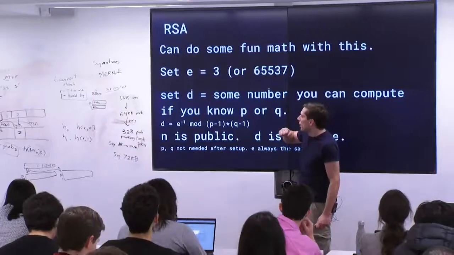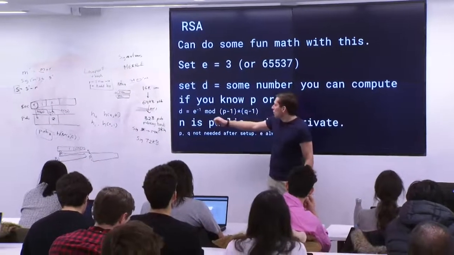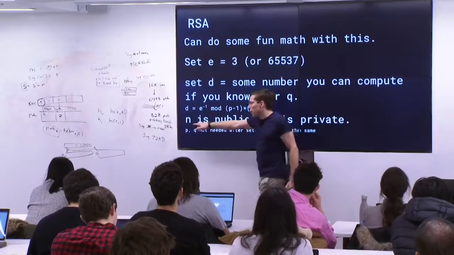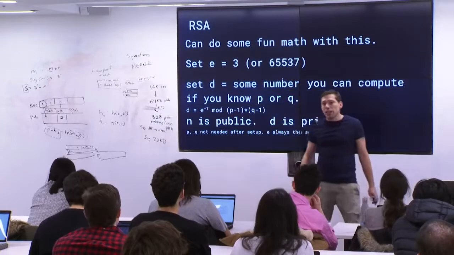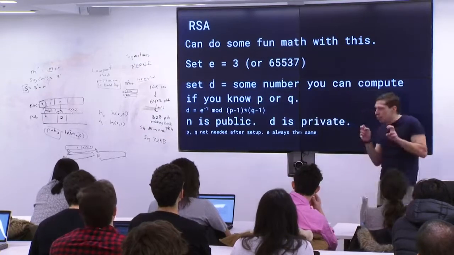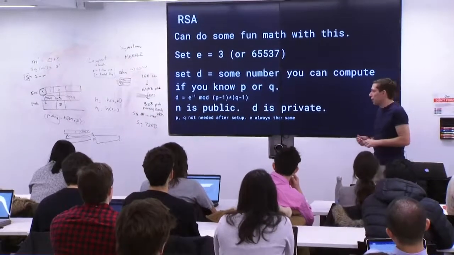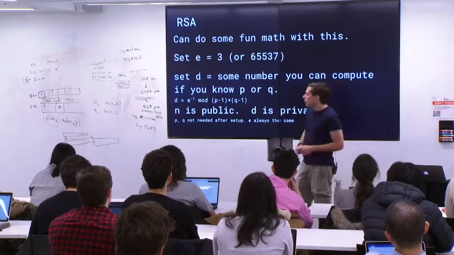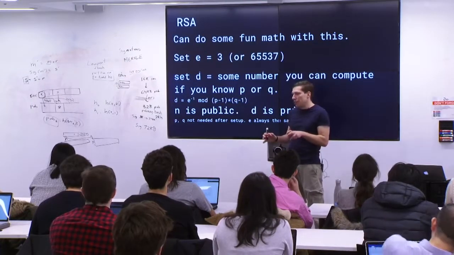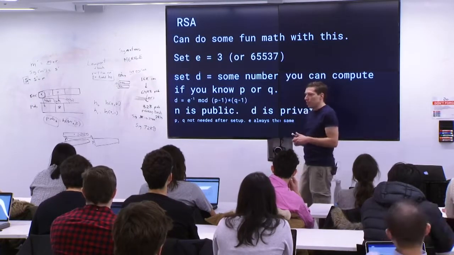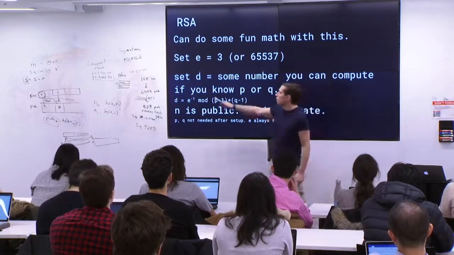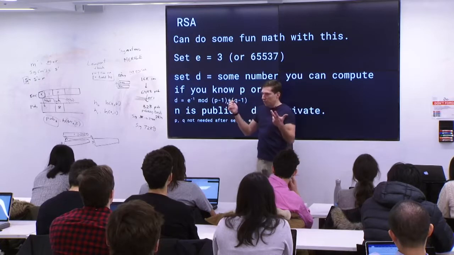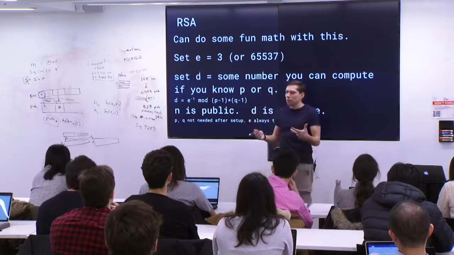The idea is you can do a bunch of multiplication and exponentiation modulo N. And because N is almost prime, there's some interesting properties where if you know the factors of N, you have these shortcuts you can do. And if someone who doesn't know the factors of N, they can't do these shortcuts. So you publish E, which is a constant. This is sort of a parameter of the system.